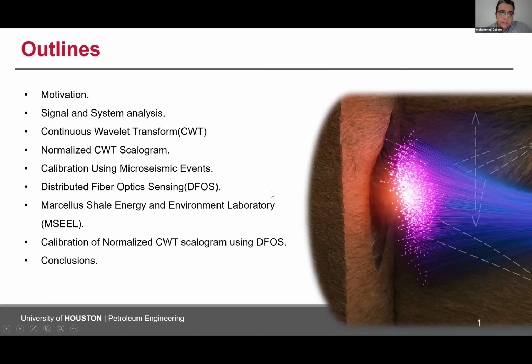Our presentation today will introduce the motivation behind this work, to introduce this technology, and why we introduce this technology, and discuss briefly the system of thinking in oil field operation or hydraulic fracturing operation as a signal and system analysis, and introduce one type of Wavelet transform, which is continuous Wavelet transform, and the technique specialized for dynamic fracture propagation characterization, which is a normalized continuous Wavelet transform scalogram, and introduce the calibration using microseismic events and the calibration using distributed fiber optic sensing.